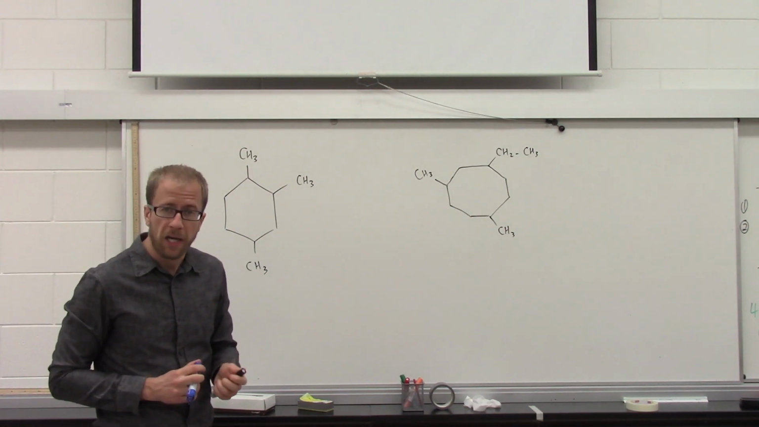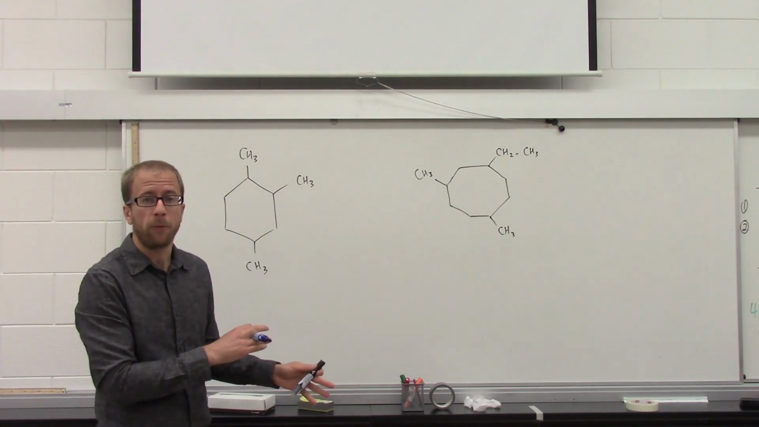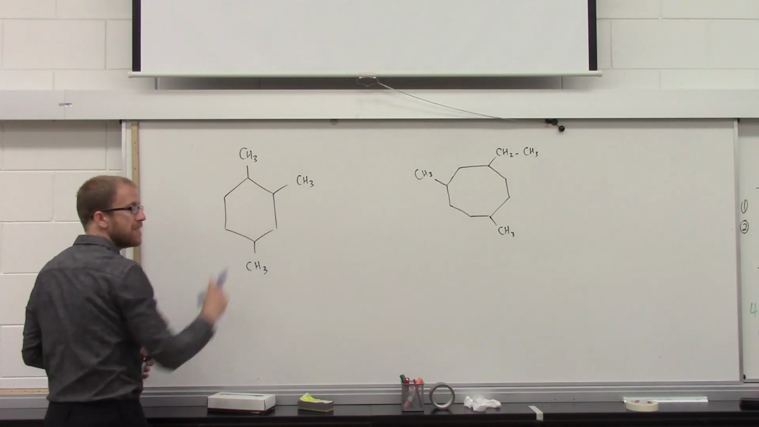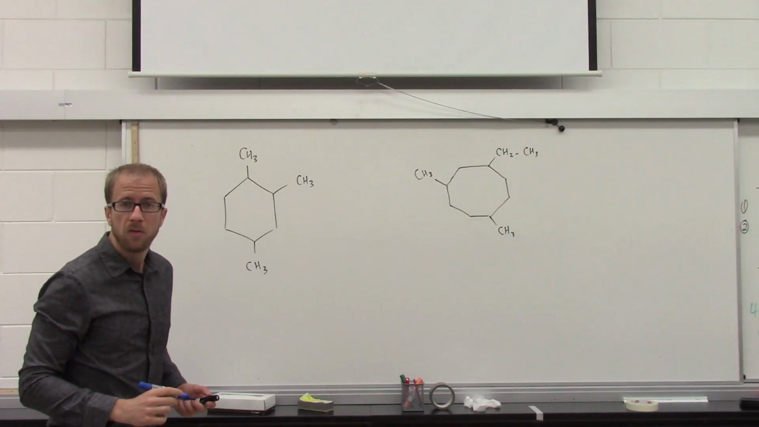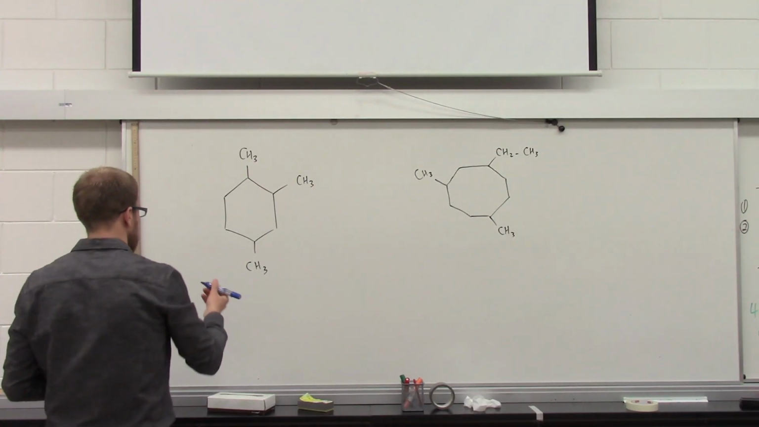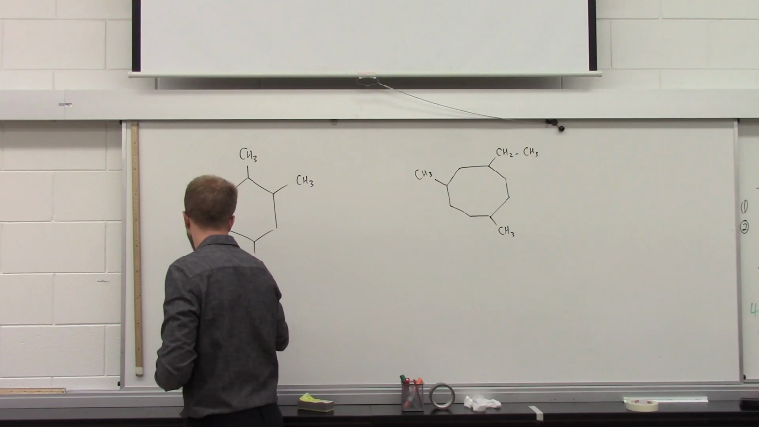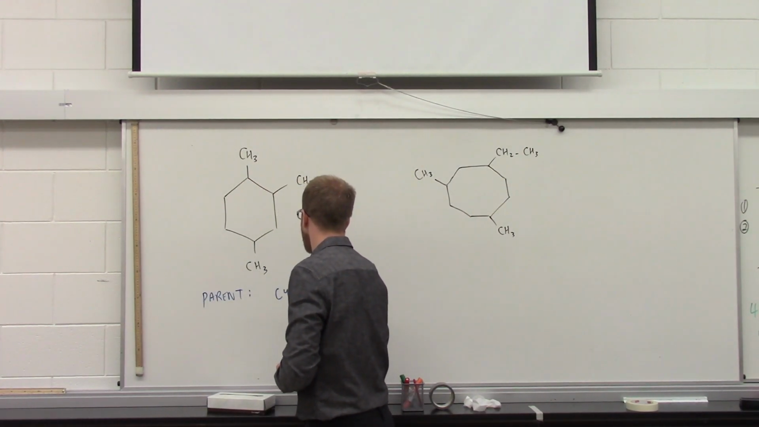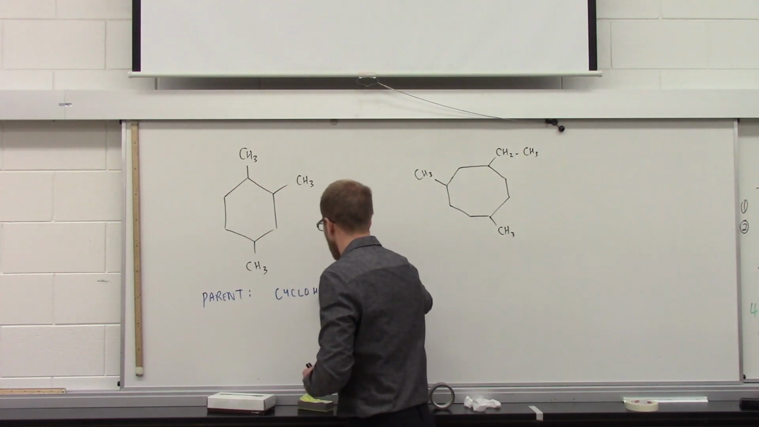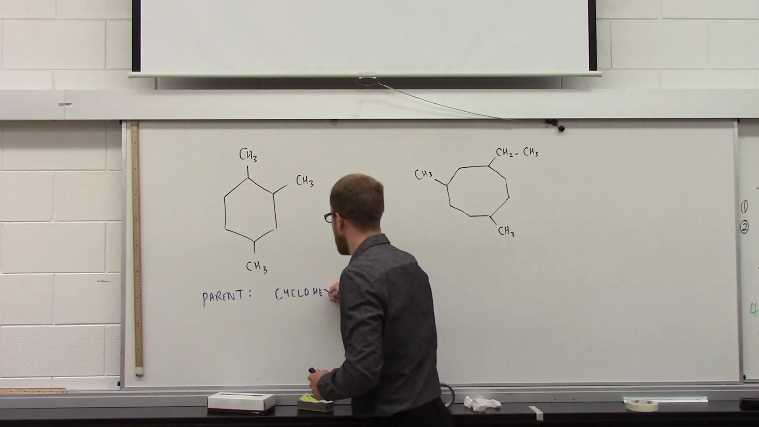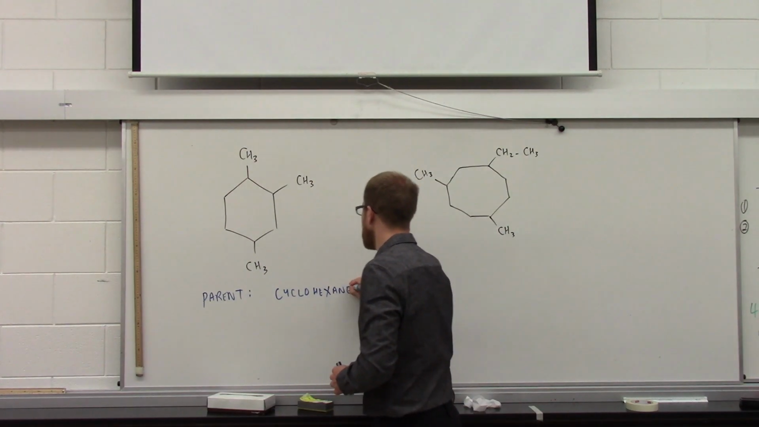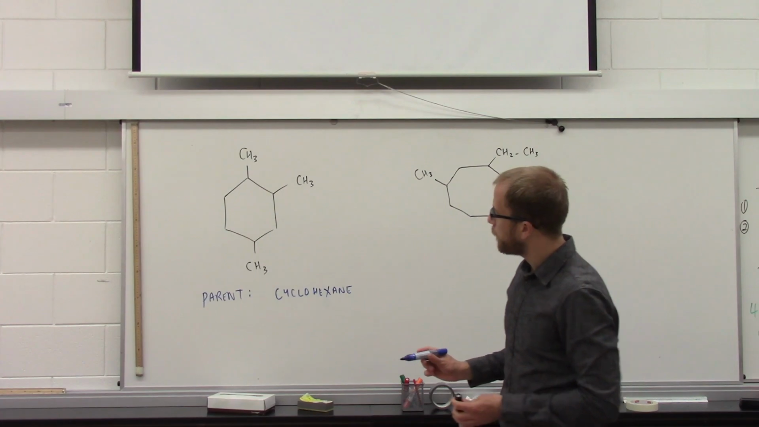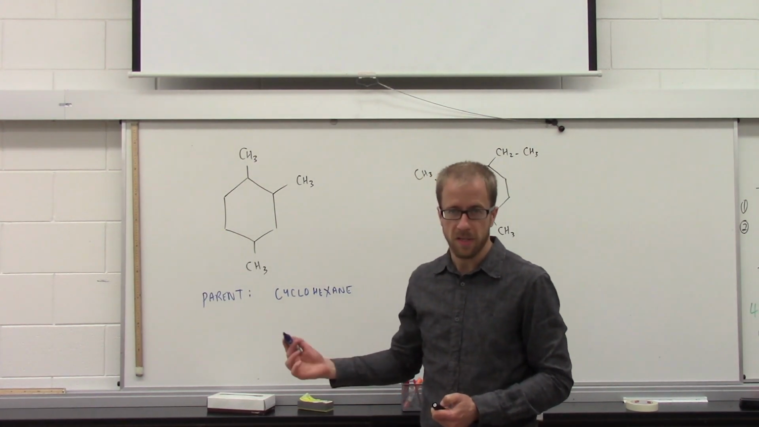What is our parent chain? It's going to be our ring, right? So how many carbons are there in our ring? There's 1, 2, 3, 4, 5, 6 carbons. So we know that our parent chain is what? It is cyclohexane, right? 6 carbon, cyclic ring, all single carbon bonds. It is cyclohexane. Now we need to figure out how we're going to number this thing.